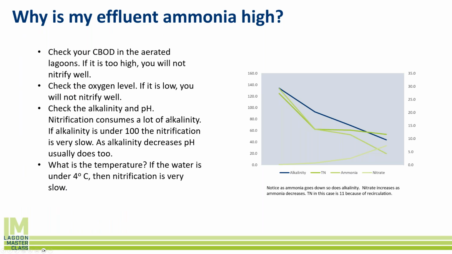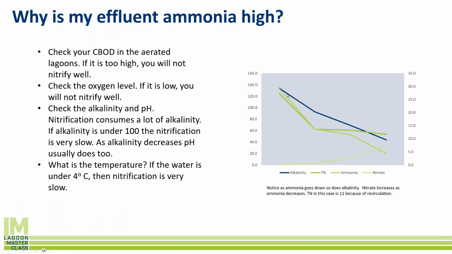So to give you an idea about why your ammonia could be high, check your CBOD in the aerated lagoons. If your CBOD is too high, you can't nitrify. So sometimes you might not really have an ammonia problem. You might have a CBOD problem that's causing the ammonia problem. So we need to look at our aerators again, make sure our CBOD is getting to where it needs to be. Make sure we don't have fouled diffusers, make sure our blowers are working right, make sure we don't have torn diffusers, make sure we haven't accidentally turned off a valve, things along those lines. Check your O2 level. Is it too low? Because if it's too low, you're not going to nitrify very well. Check our alkalinity and pH.